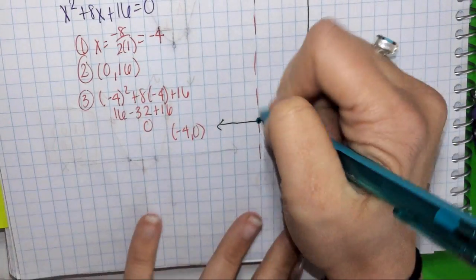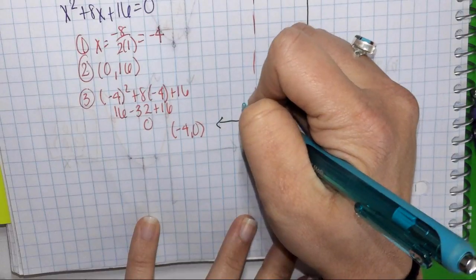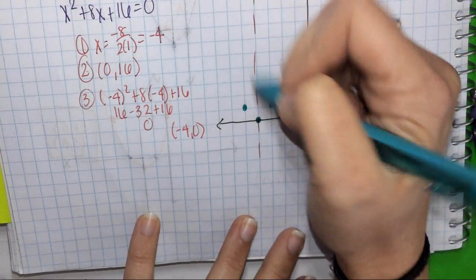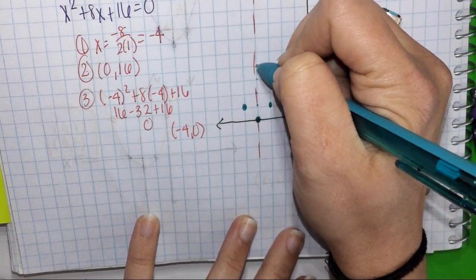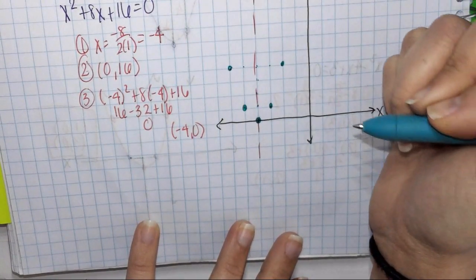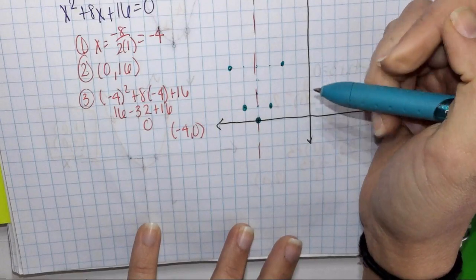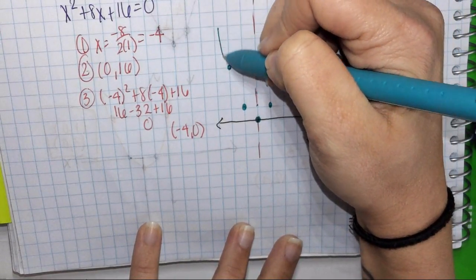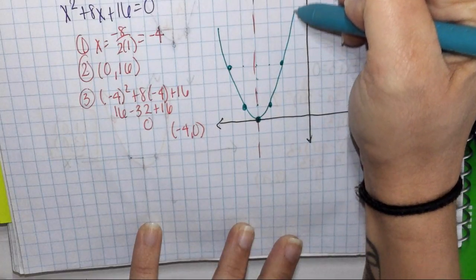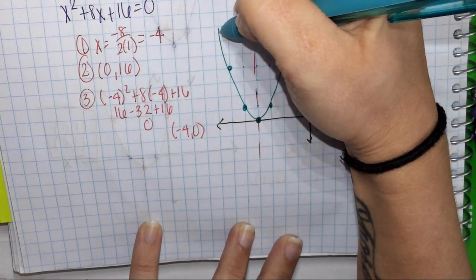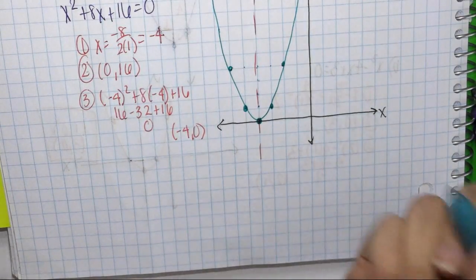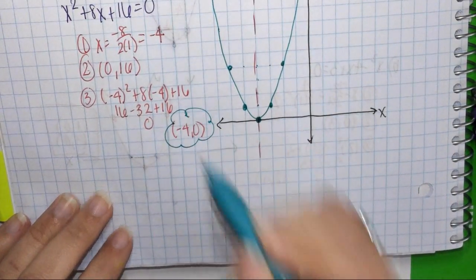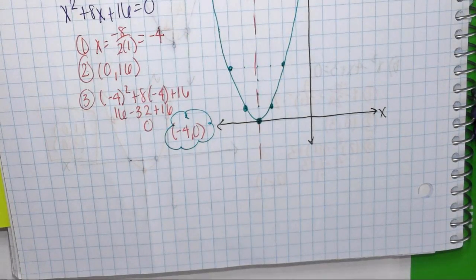So then, what would I do from here? Up 1, right 1. And up 1, left 1. And then what would I do? Look at you go. And I can just extend it up to my y-intercept. And what's my solution? -4, 0. Take a point, Colby.